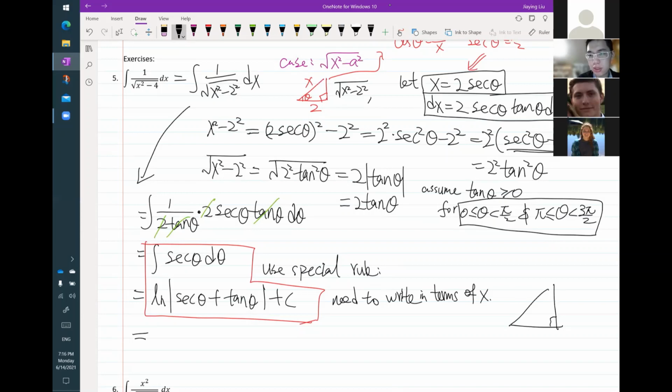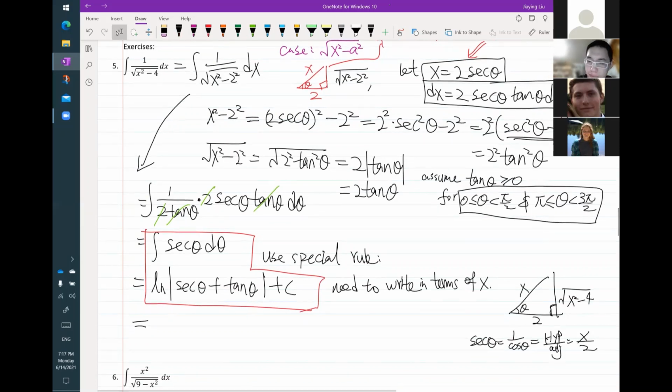So recall the triangle setup I had was, this is theta, this is 2, this is x, and this part is square root of x squared minus 4. From here, I'm going to use the sides of the triangle to figure out what secant of theta is. So secant theta is 1 over cosine theta, and the cosine is adjacent over hypotenuse. So 1 over cosine is hypotenuse over adjacent, where hypotenuse is x and adjacent is 2. So that's x over 2. That's what secant theta is. And the tangent theta, you already know that's just opposite over adjacent. That's just square root of x squared minus 4 over 2.